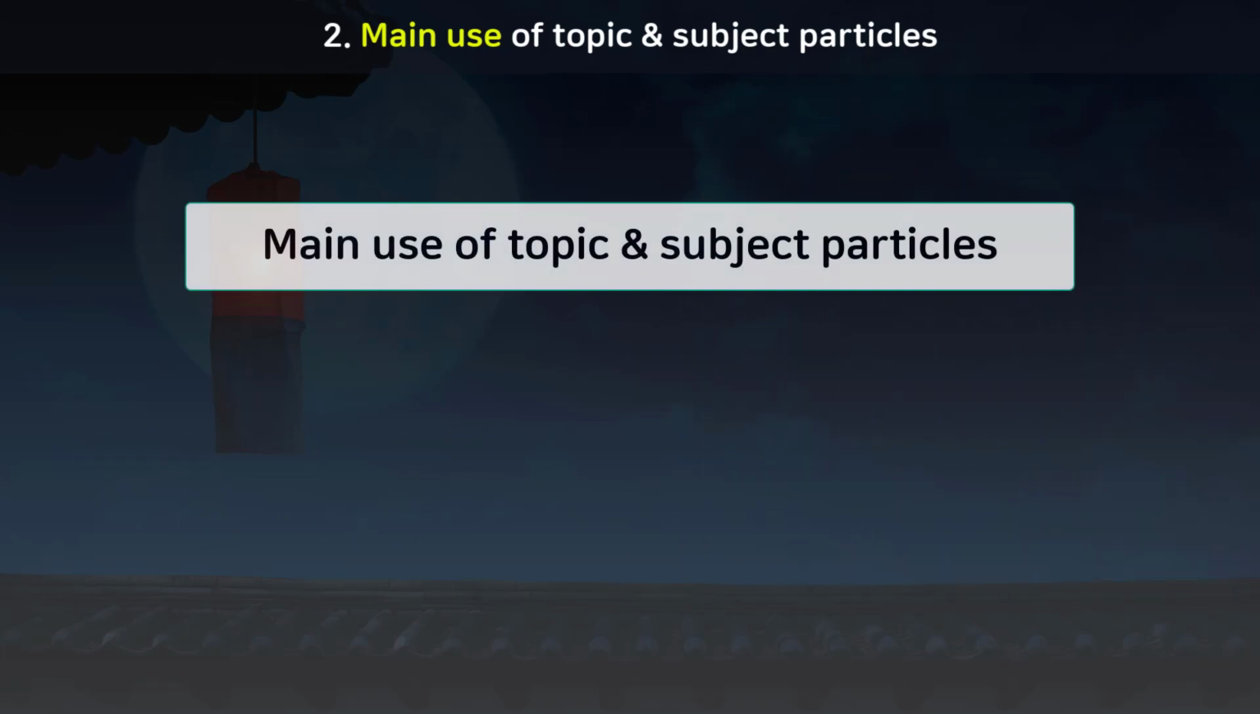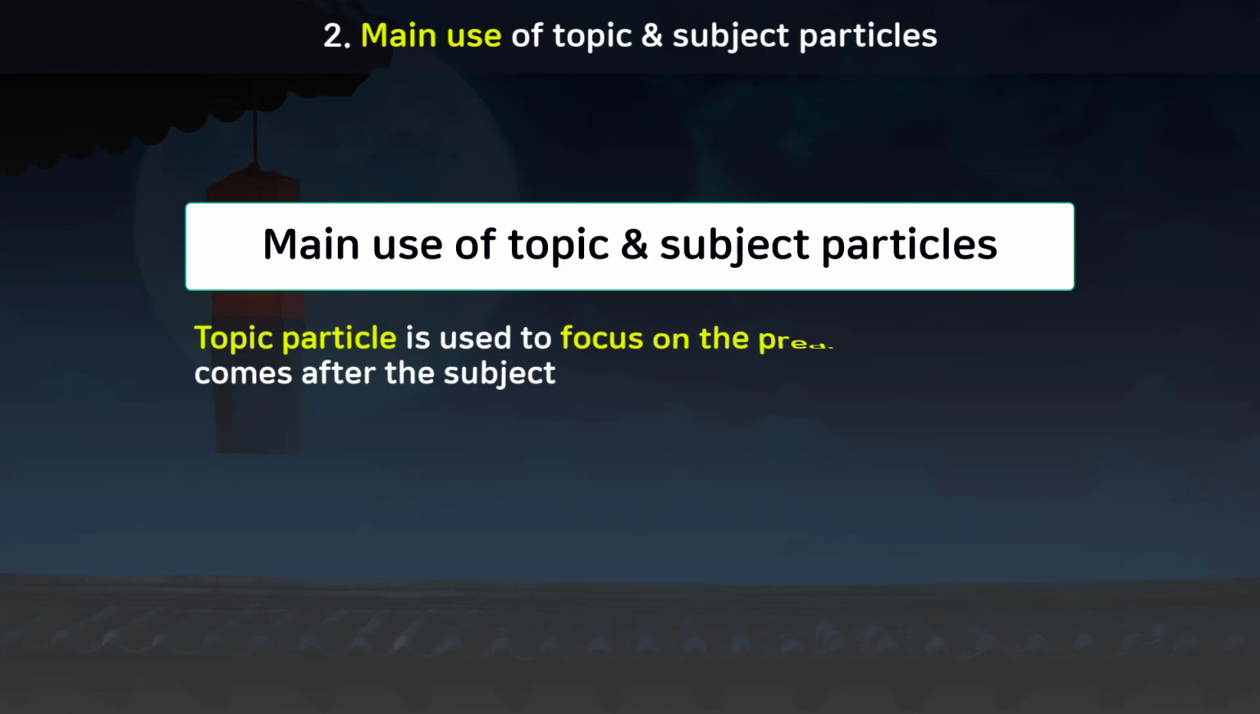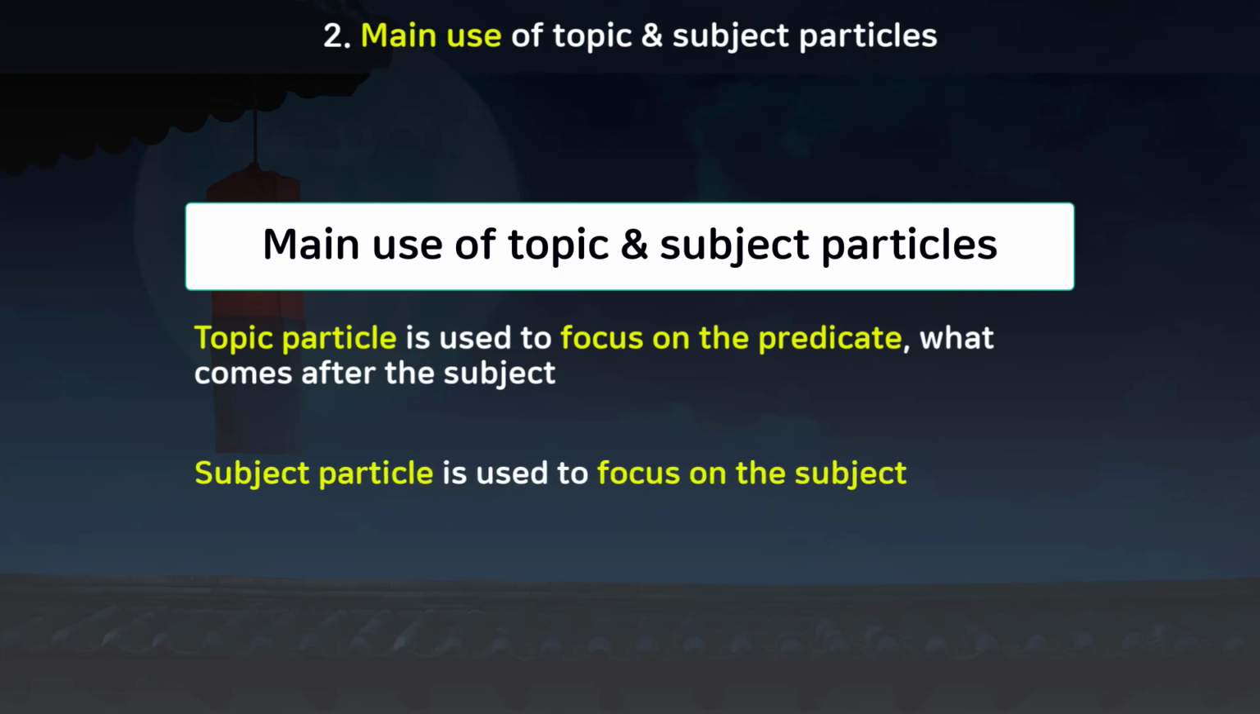To sum up, the main way of using topic particles is to focus on the predicate, as in the information that comes after the subject. And the main way of using subject particles is to put more focus on the sentence subject. As mentioned already, knowing this main way of using topic and subject particles will allow you to use these particles correctly most of the time. But there are also other specific ways in which these particles are used. So let's now move on and learn another way of using the topic particle.